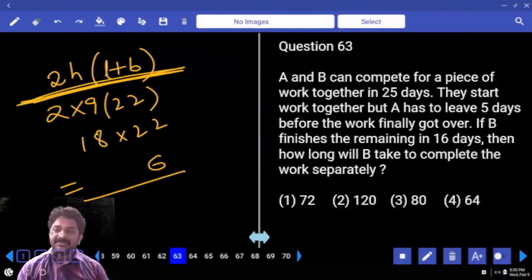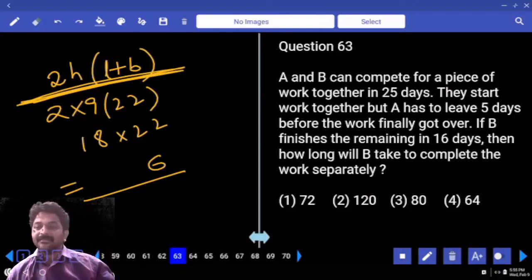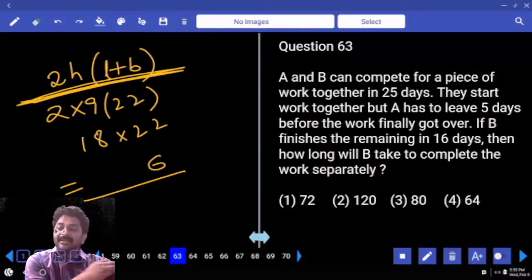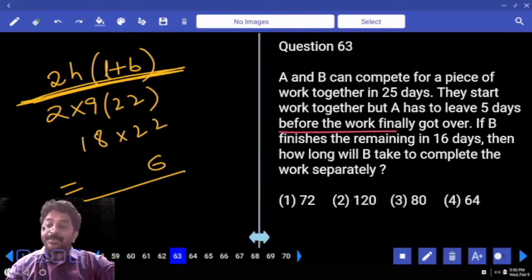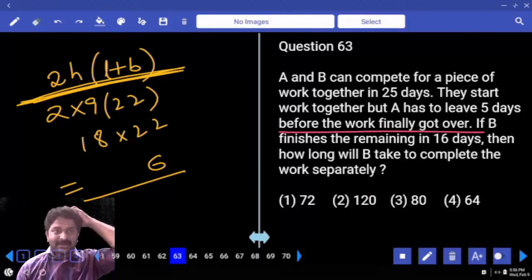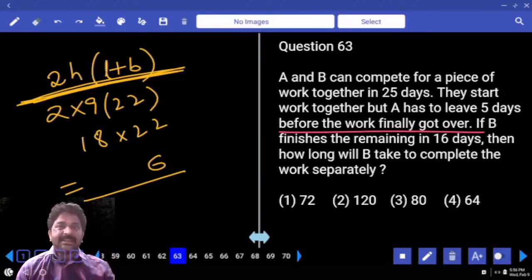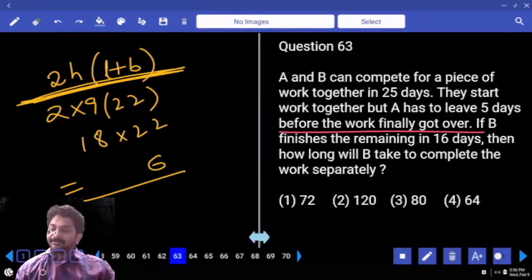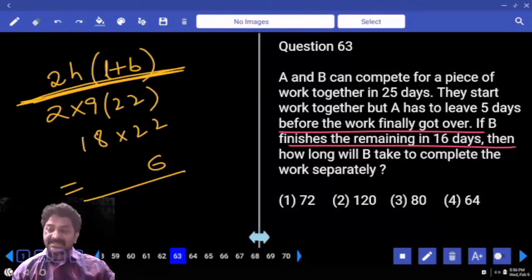AB can do a piece of work together in 25 days. That means A should work for 25 days. B should work for 25 days. They start together, but A has to leave 5 days before the work finally got over. That means both started. A is not there till the end. For how many days A missed? 5 days. If B finishes the remaining work in 16 days, then how long will B take to complete the work separately?